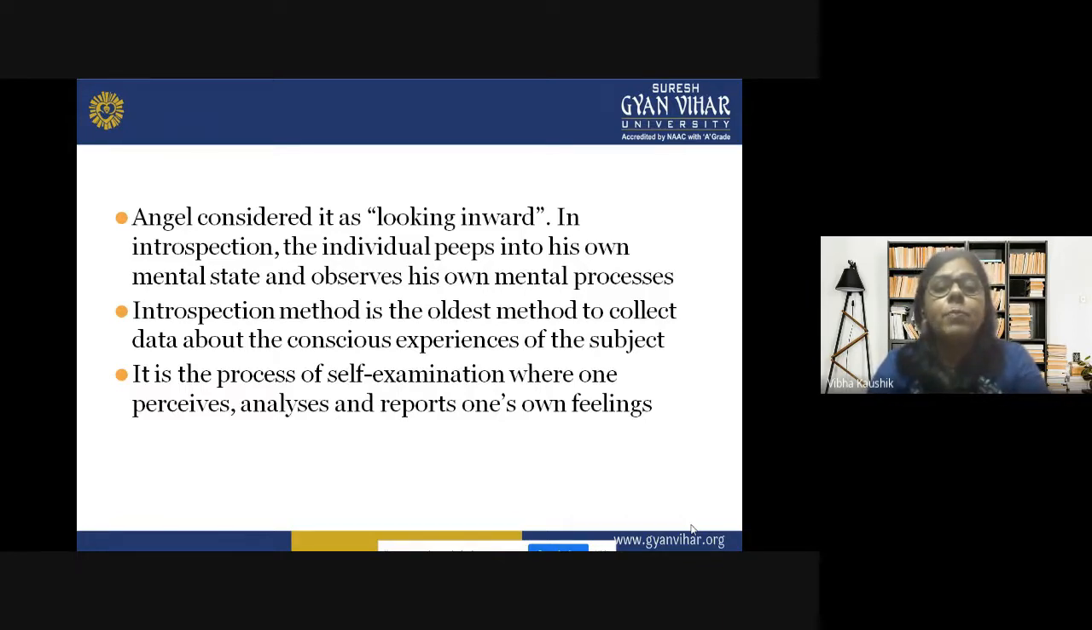It is the process of self examination where one perceives, analyzes and reports one's own feeling. It's a way where we self examine, perceive how we are perceiving something, analyze that and report one's own feeling.